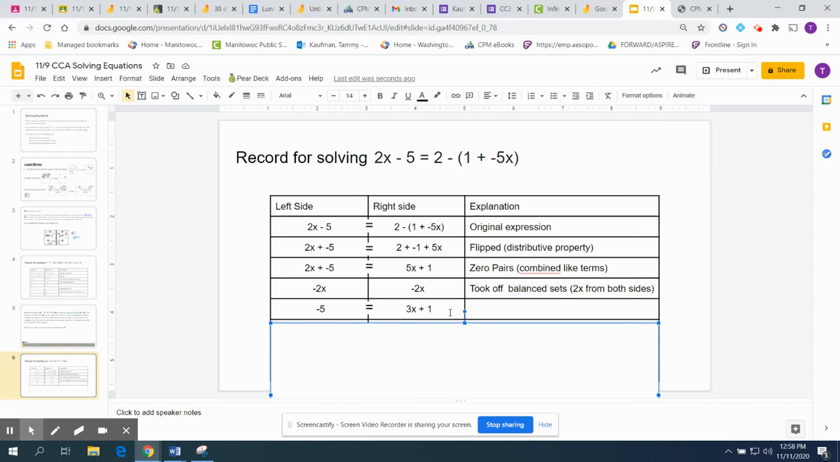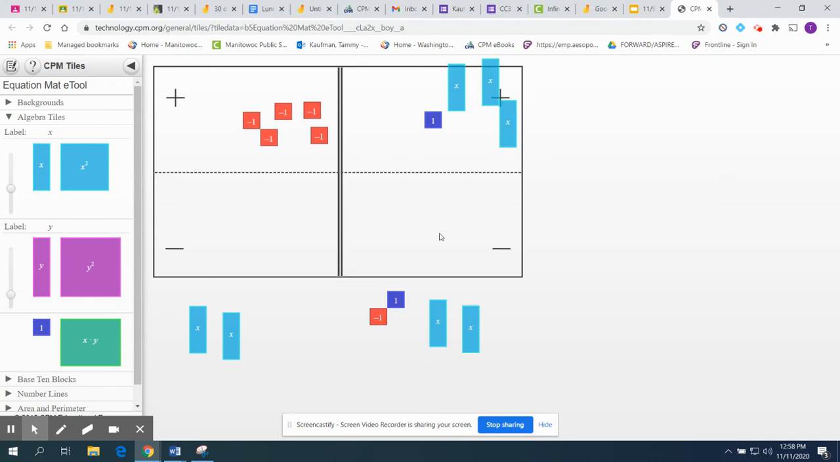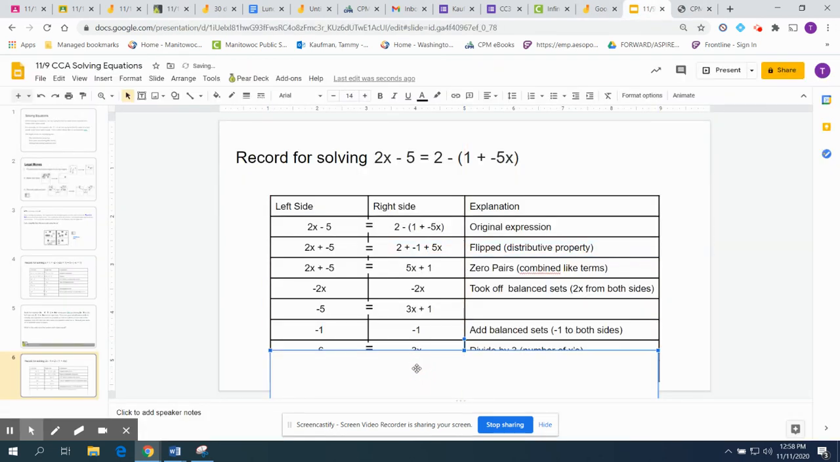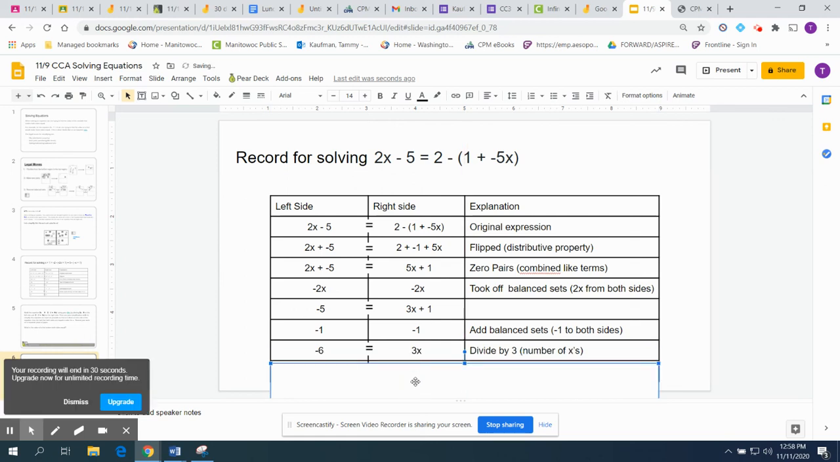So I'm almost to where my variable is isolated. I have 3 x's and I need to get this 3x by itself. So I'm going to add a negative 1 so that I can have a zero pair. Remember, I can take zero pairs off. So I'm going to have 3x on the right side and negative 6 on the left side. And I got that by adding negative 1 to both sides. And I have negative 6 is equal to 3x.